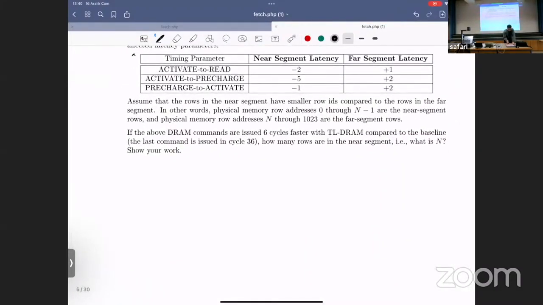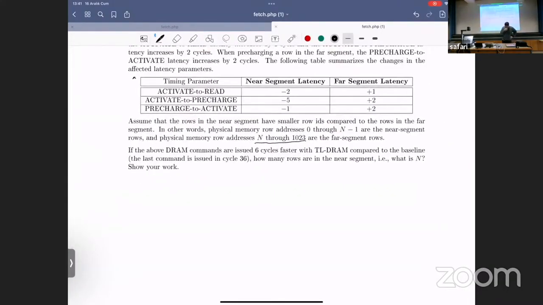So what is the TLDRAM design? What does it look like? Meaning, which are the near segment rows and which are the far segment rows. It also tells us that the first n rows in the bank are near segment rows, and the remaining ones are far segment rows.